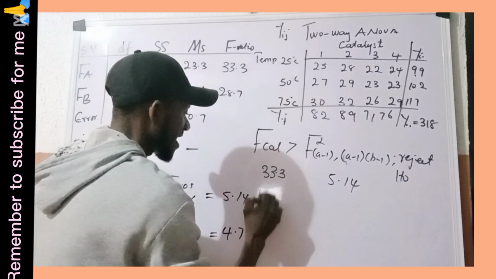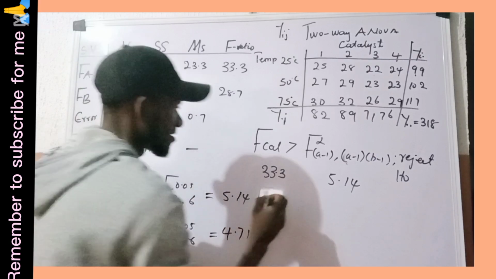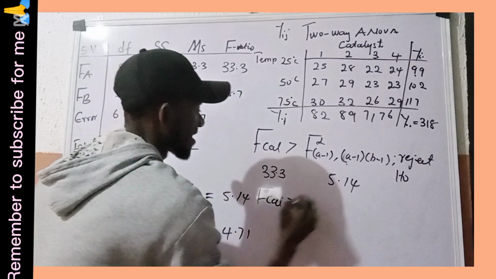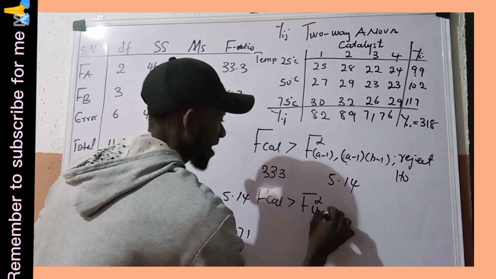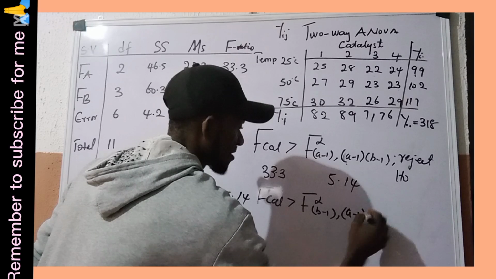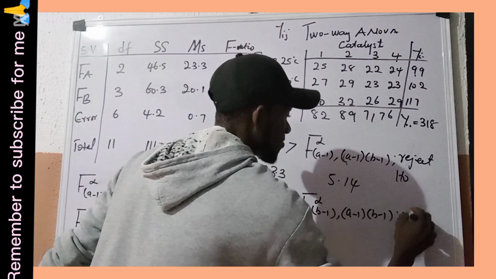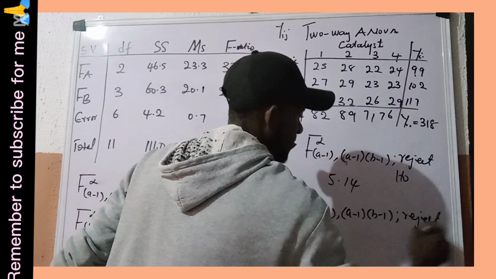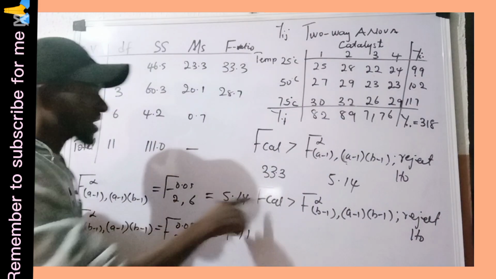Factor B says that our F cal, if it is greater than what? F of alpha, B minus 1, comma, into what? A minus 1 into B minus 1, then we should reject H0. Reject H0. So we ask ourselves, what is our F cal here?